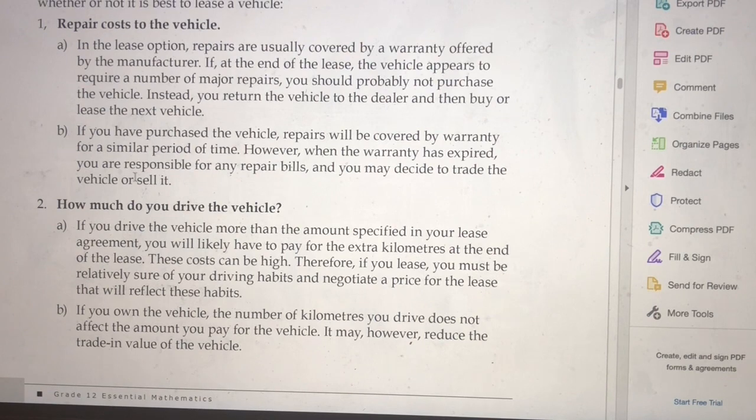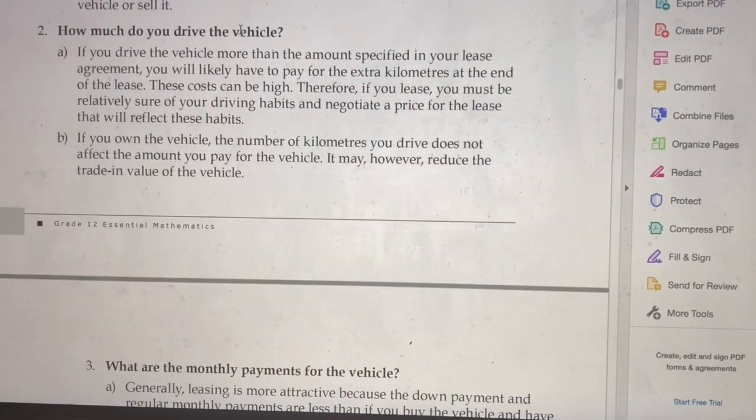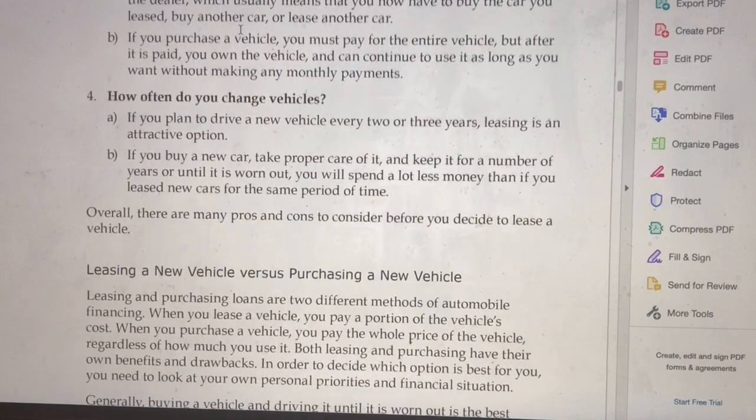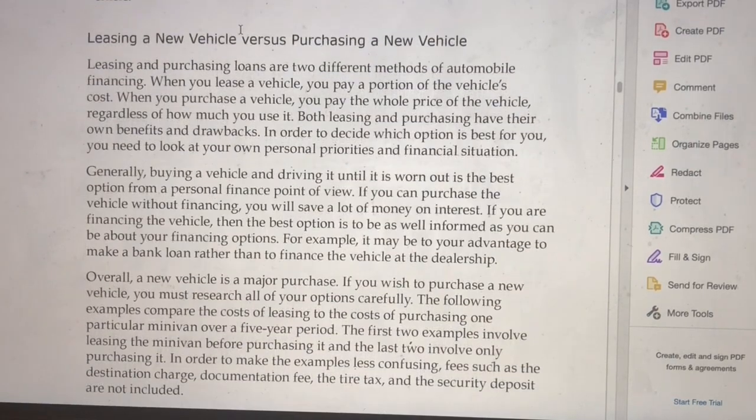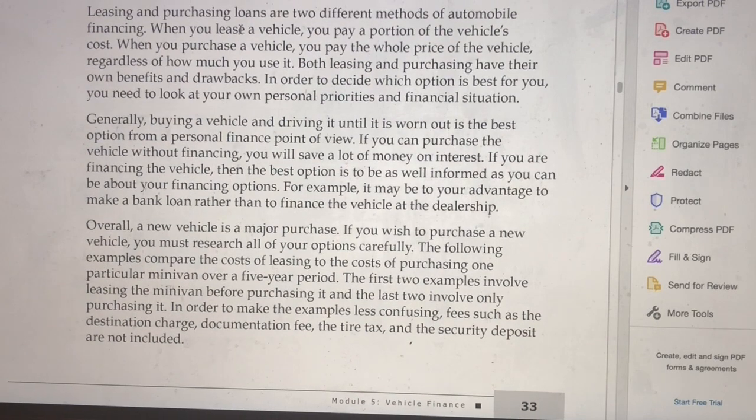The next part is the comparison between the advantages and disadvantages of leasing or buying a vehicle. Take a read at that. If you have any comments or questions, you can always Skype me, give me a message, ask me. I'm more than happy to help. It talks about purchasing a new vehicle versus leasing a car.